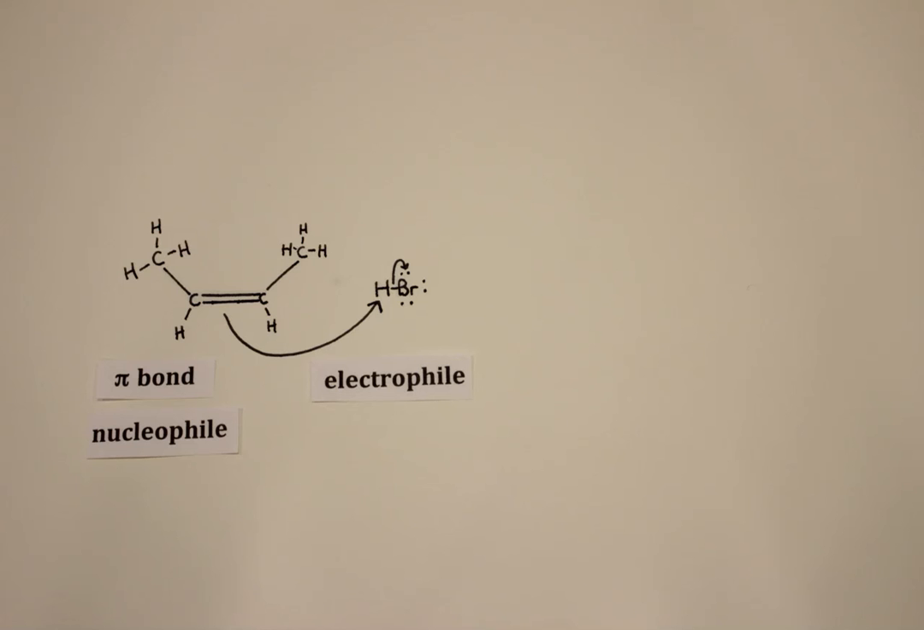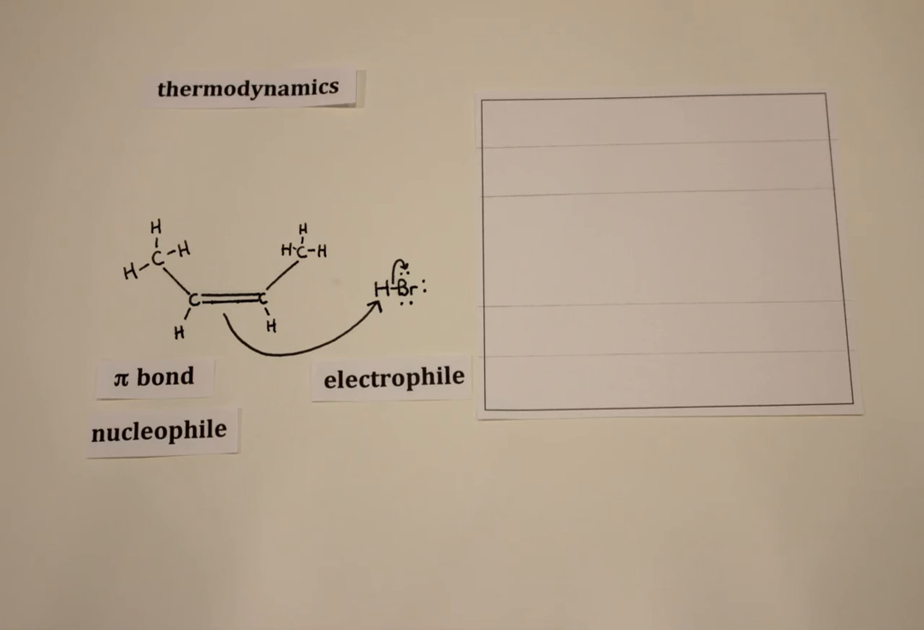Electrophiles attract the attention of electrons, they love them, and nucleophiles move towards positive or quasi-positive charges because that is the charge of a nucleus and they love those.